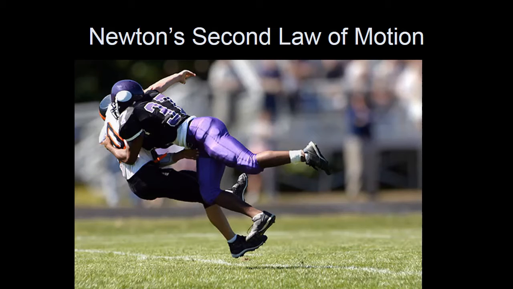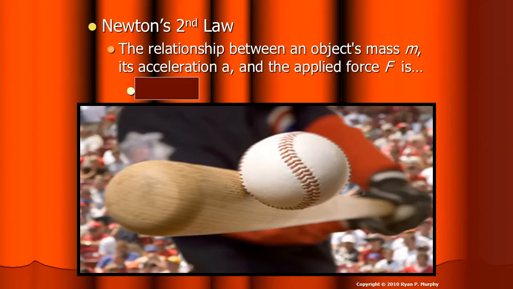Okay, Newton's second law of motion. For Newton's second law of motion, we have the relationship between an object's mass, m, and its acceleration, a, and the applied force, F. This is a relationship between these different things. Its mass, its acceleration, and we'll talk about that in a second, and a force that is applied. Okay, and this is one of the few formulas that I'll give you, and the formula is force equals mass times acceleration, or F equals ma.